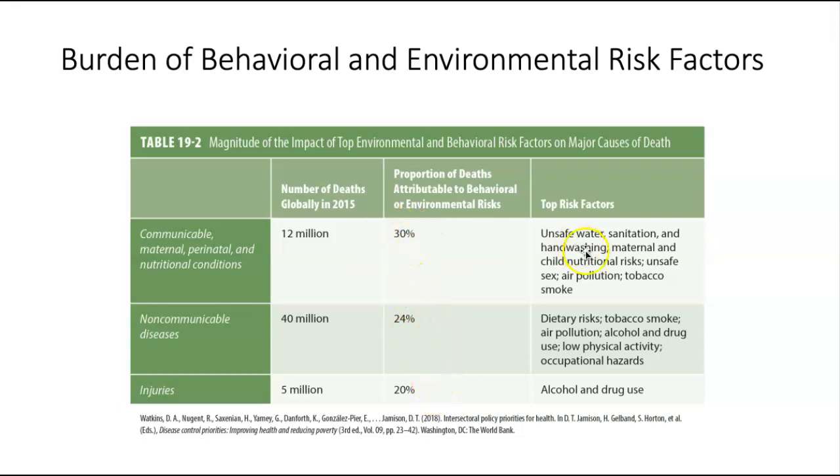So of the 30%, what are the concerns? Unsafe water, sanitation, and hand washing. Maternal and child nutritional risks, unsafe sex, air pollution, tobacco smoke. For non-communicable diseases, again, all the risk factors that we think of: smoking, low physical activity, dietary risks, and then injuries are related to alcohol and drug use.